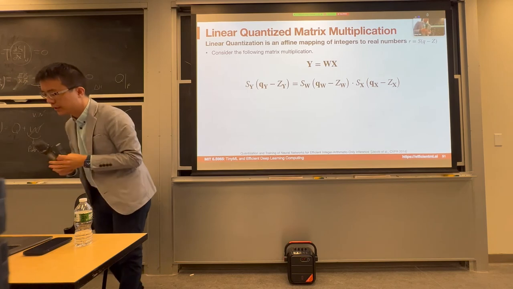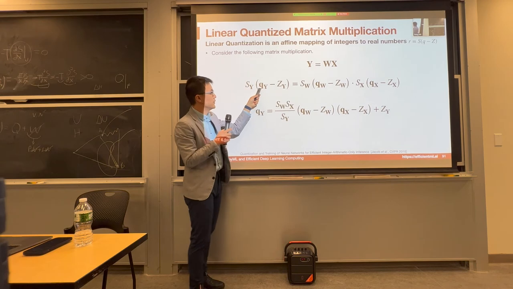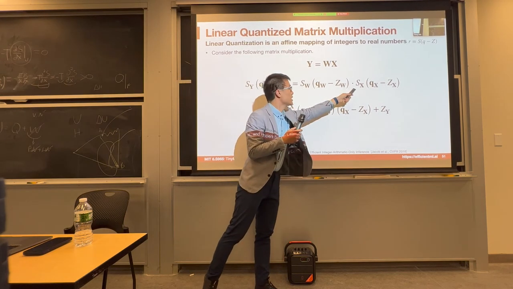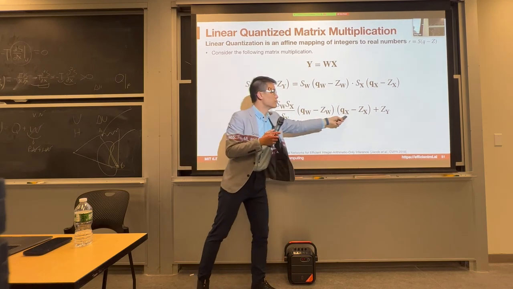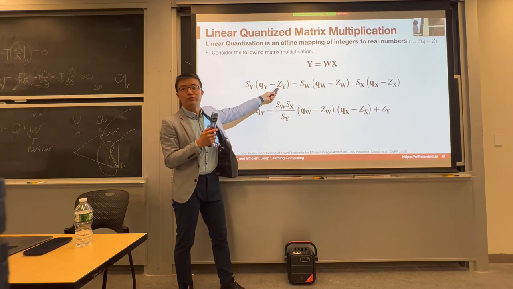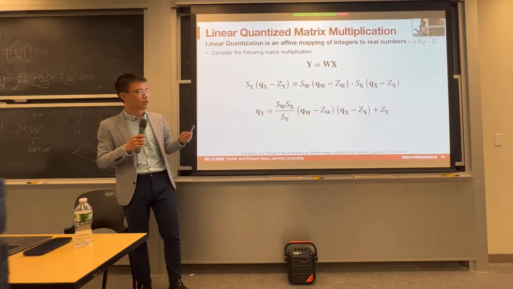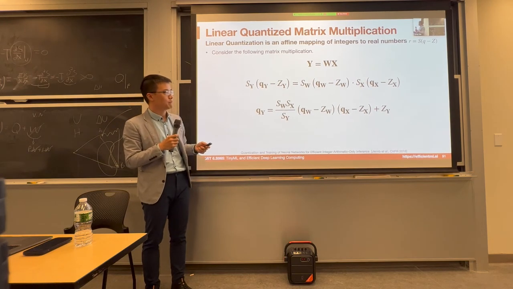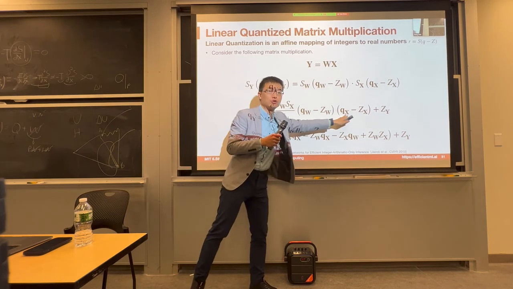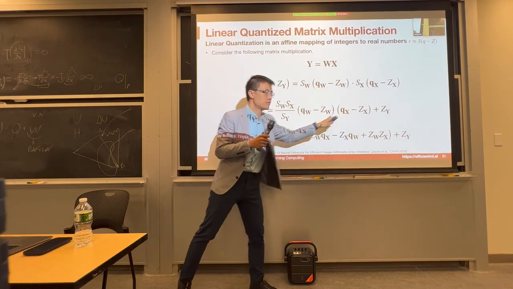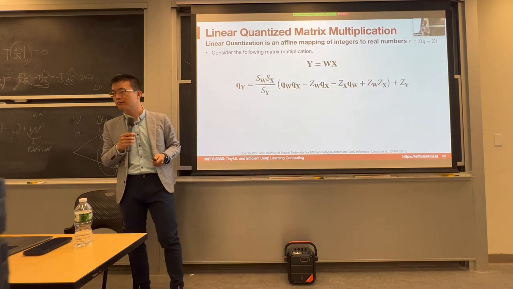Next, we are going to calculate what QY is. Okay? So we are going to multiply SW and SX together, divided by SY, and these terms stay the same. And we also move the ZY from here to over there. I want you to make sure that you understand this equation since we'll implement that in the lab. And then we are going to expand these two terms, okay? Two terms times two terms gives us four terms. And we are going to take a careful look at these four terms, which are constant.